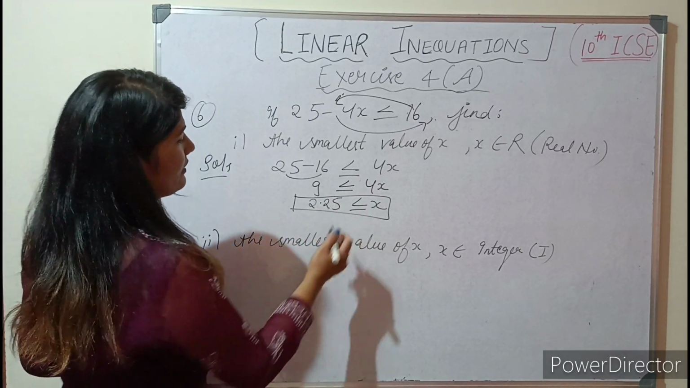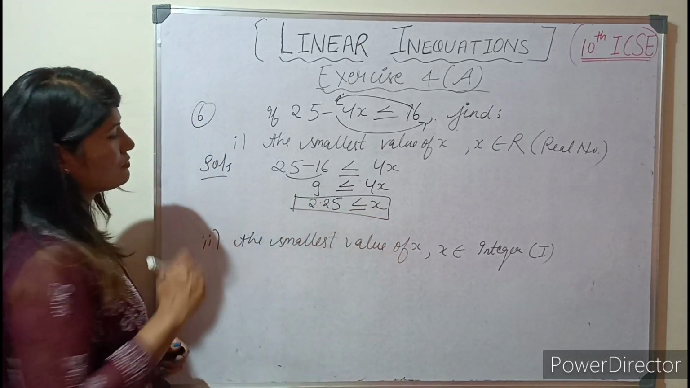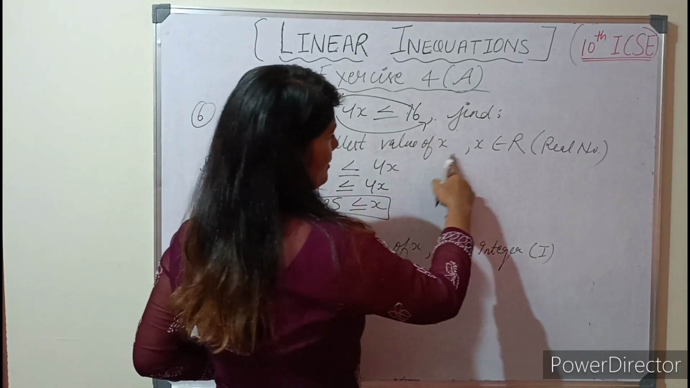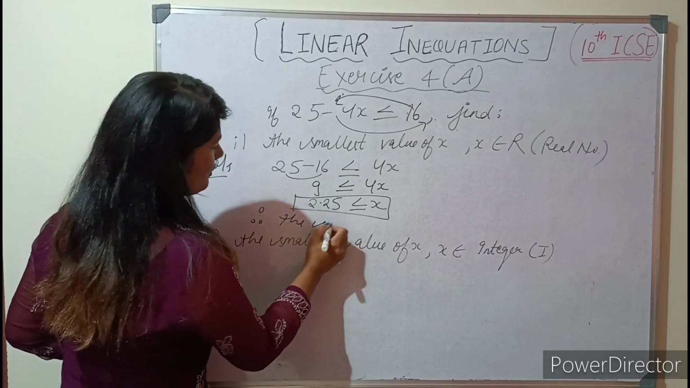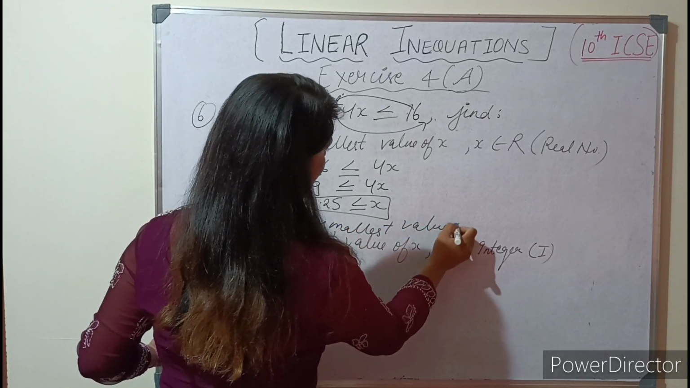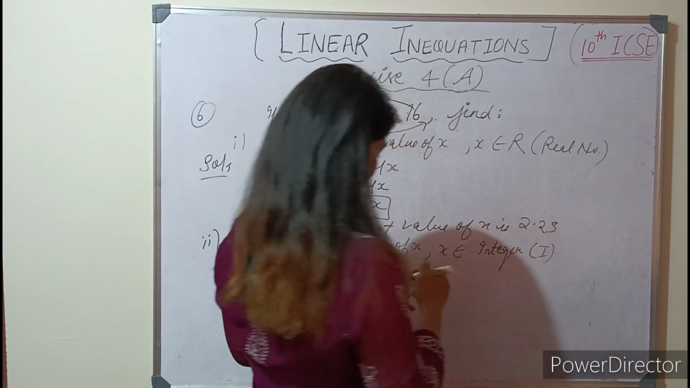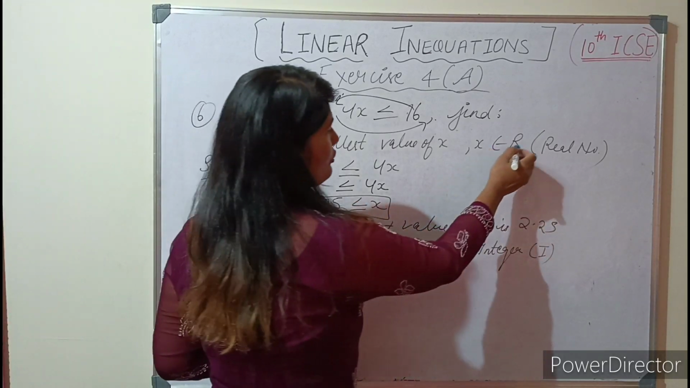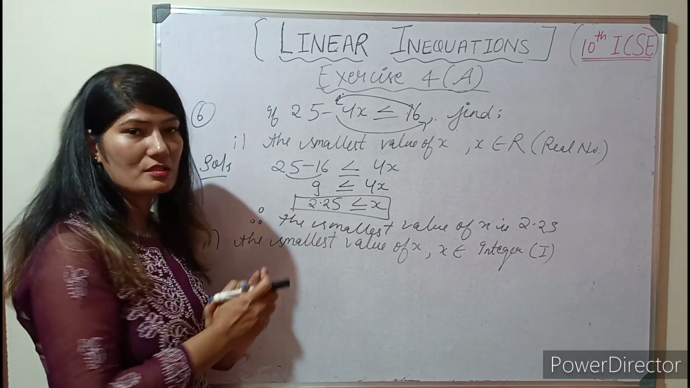You will see here the sign is towards x. So it means the value of x is more than or equal to 2.25. So therefore the smallest value of x, where x belongs to R, to write here, therefore the smallest value of x is 2.25, because this is the smallest value of x, and here x belongs to real numbers. So real numbers means will include all decimal numbers also.